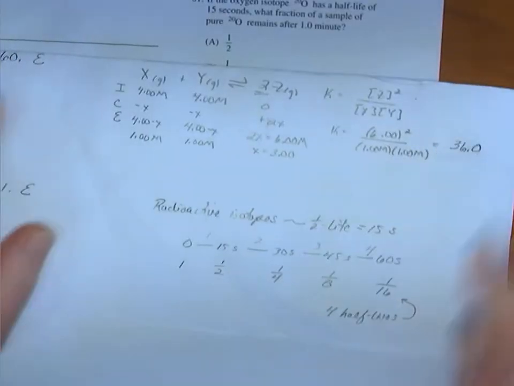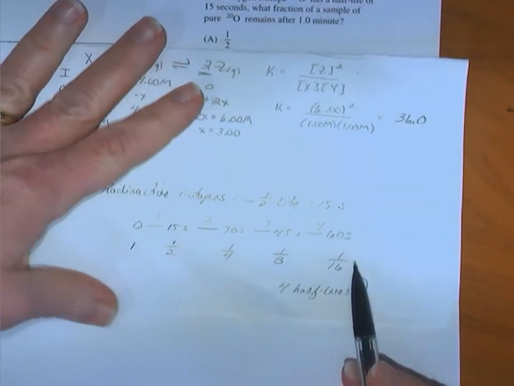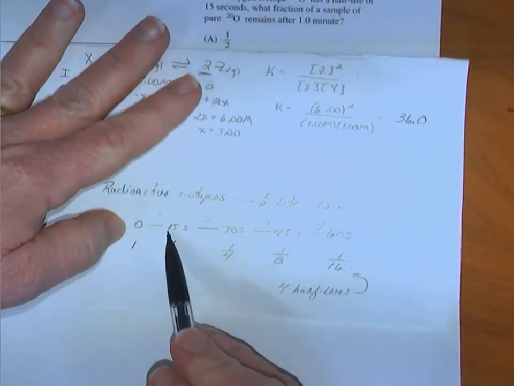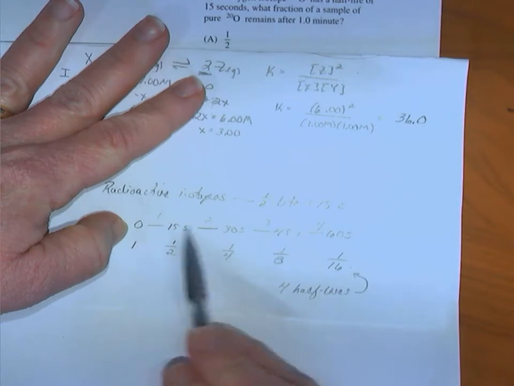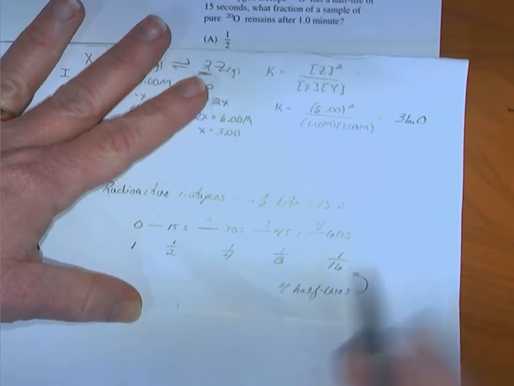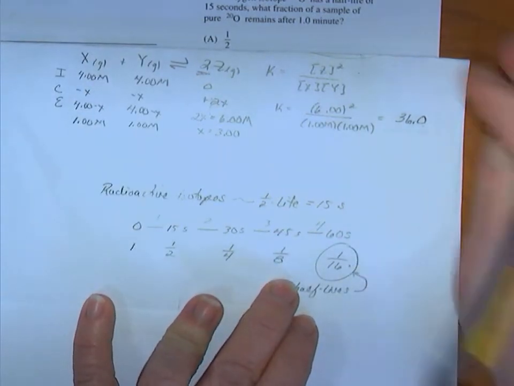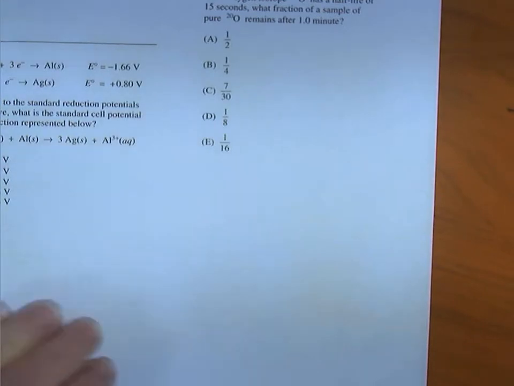Okay, then 61, application of half-lives. So after 1 minute, if the half-life is 15 seconds, we've gone through 1, 2, 3, 4 half-lives. So as a fraction, at the end of 4 half-lives, we would have 1/16 left, and that is choice E, the correct answer.